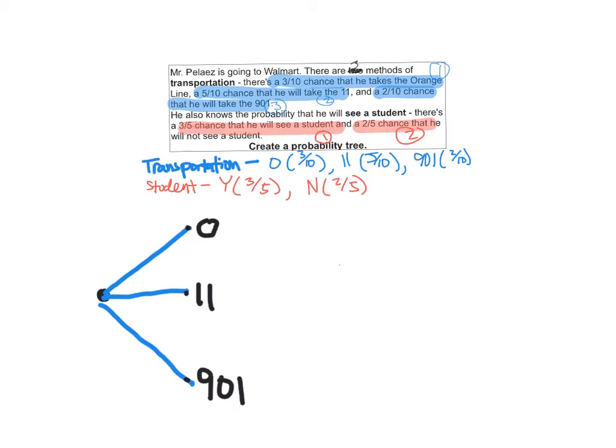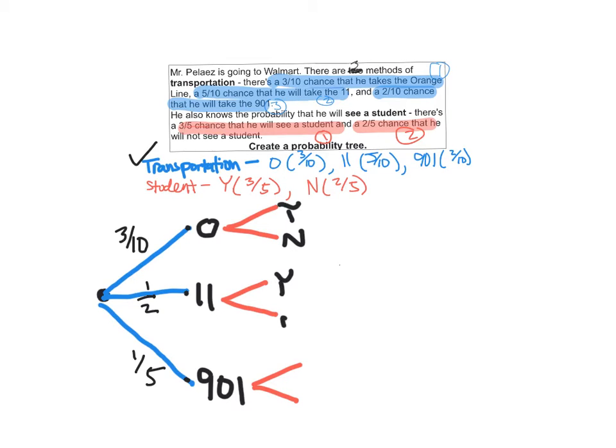Now to organize your work even more, I already know that the orange line is going to be 3 out of 10. The 11 is going to be 5 out of 10, or 1/2. And the 901 is going to be 2 out of 10, or 1/5. Remember, we simplified these last class, and you do now. So I got the first event down. The second event is going to be the students. So for each one of these, I'm going to have a yes and a no, yes, no, yes, no, yes, no.